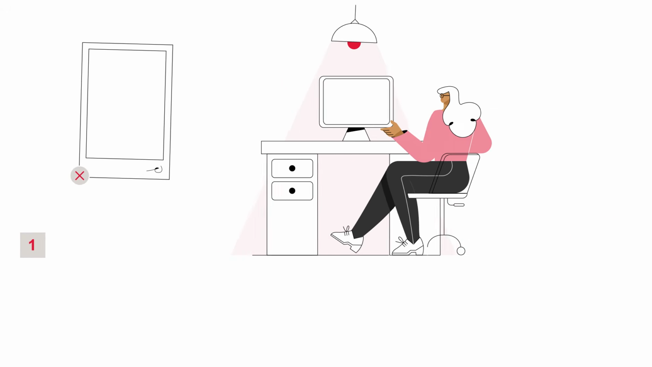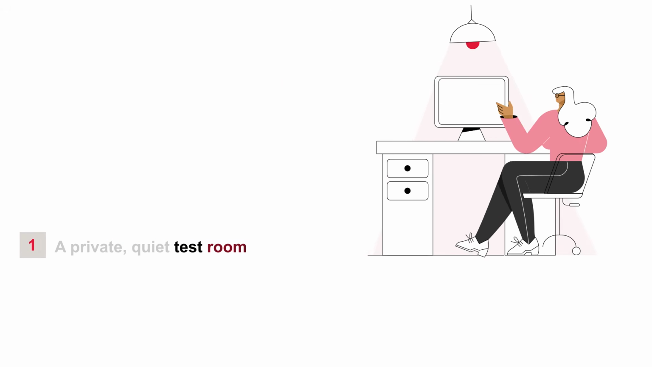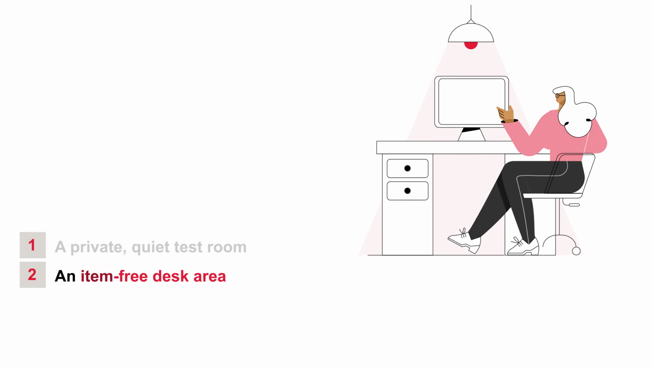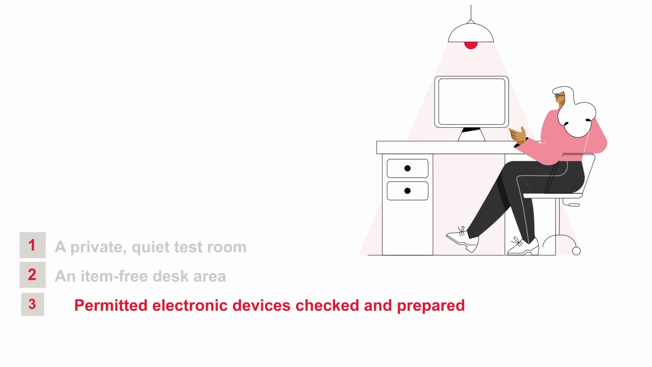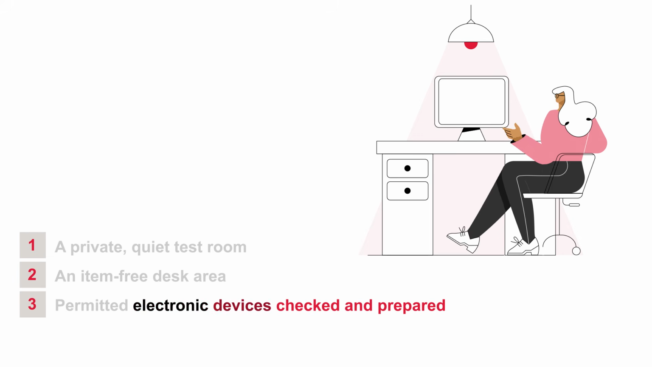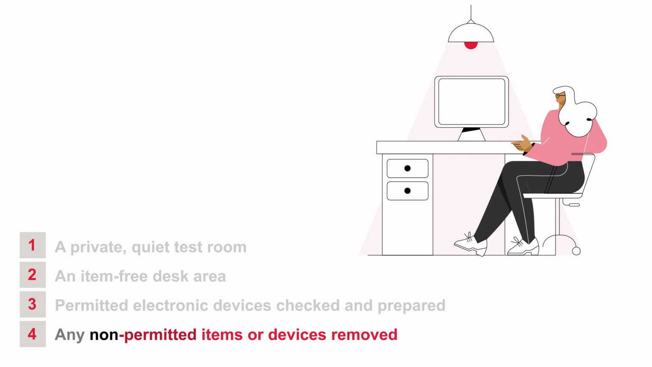So, to recap those steps, it's 1. A private, quiet test room. 2. An item-free desk area. 3. Permitted electronic devices checked and prepared. 4. Any non-permitted items or devices removed.